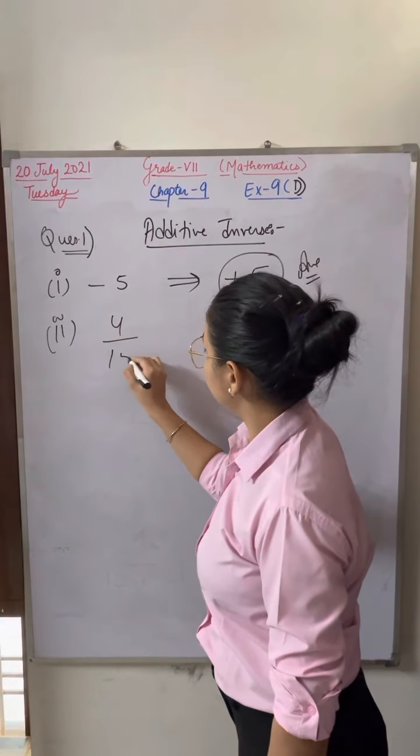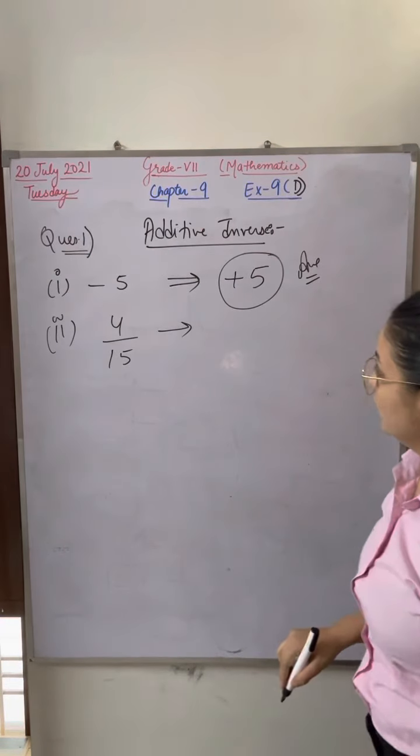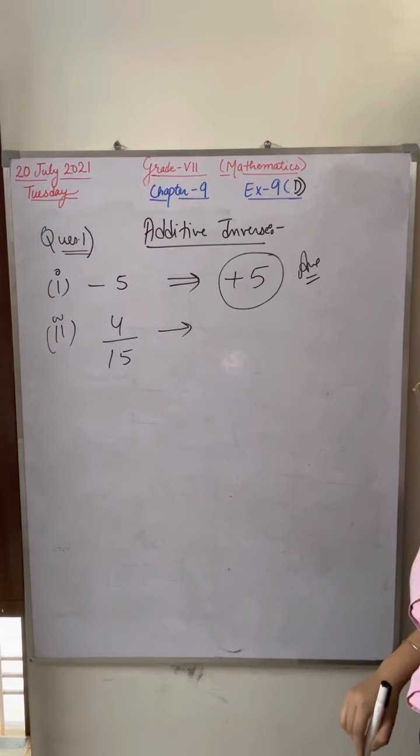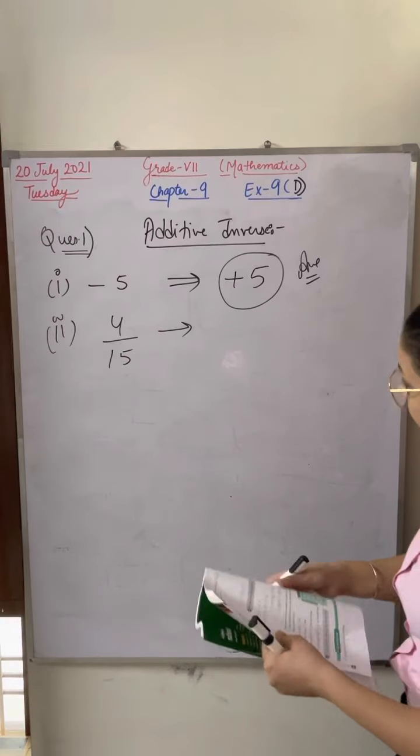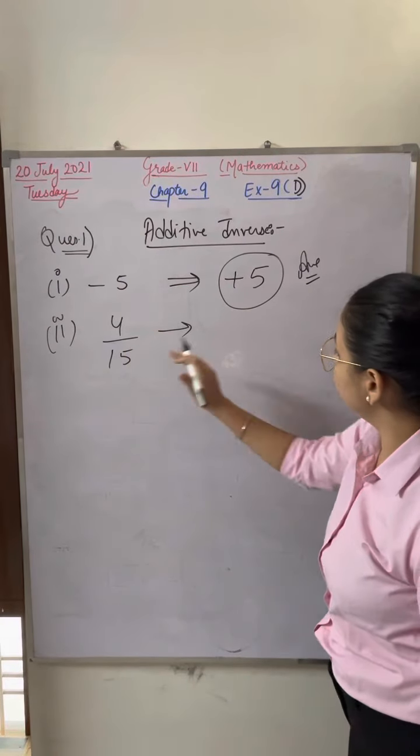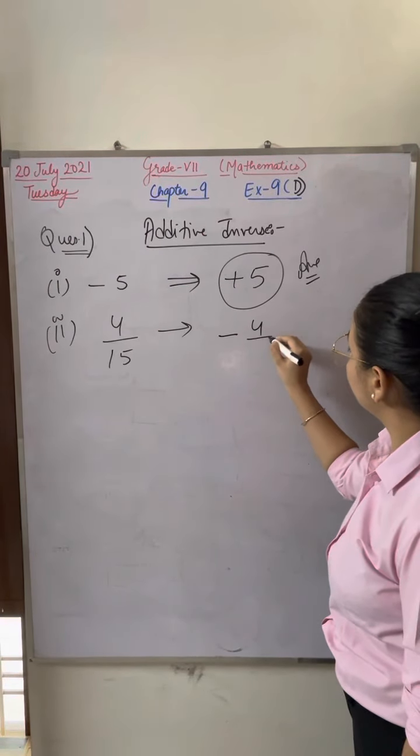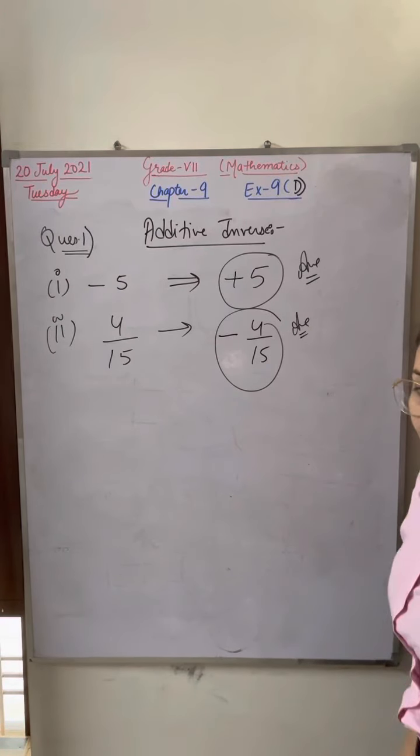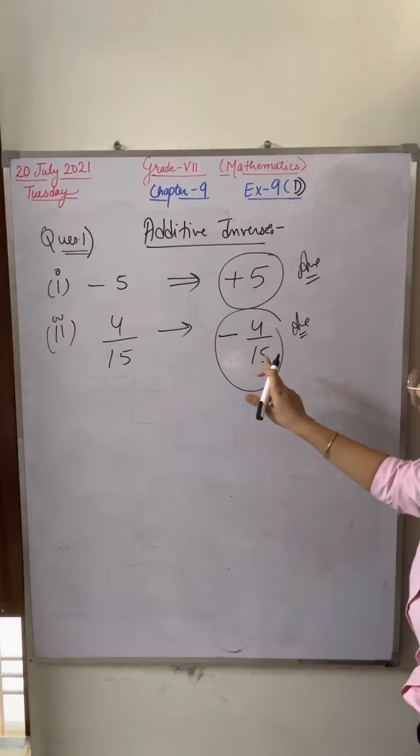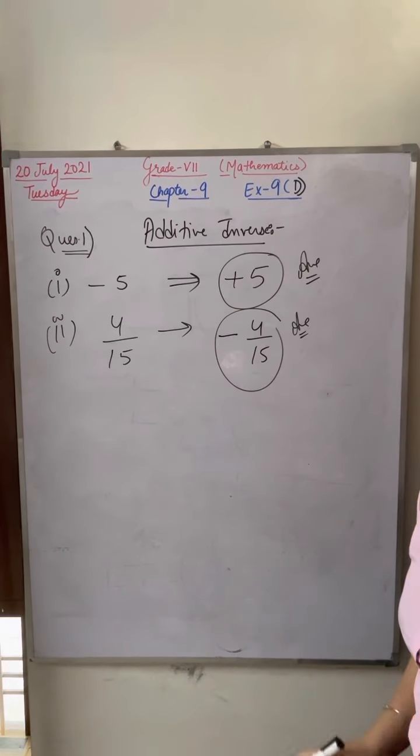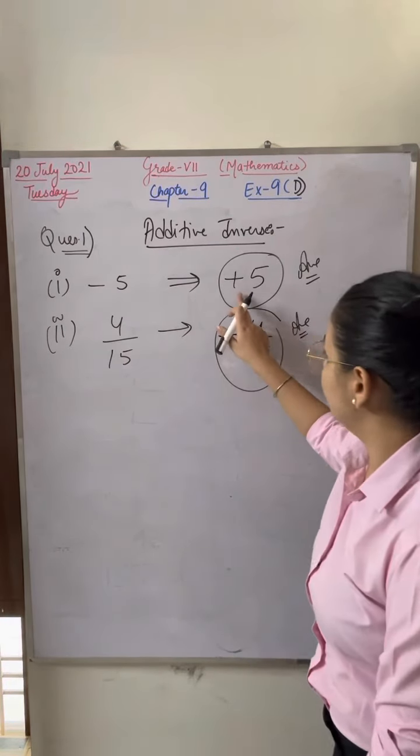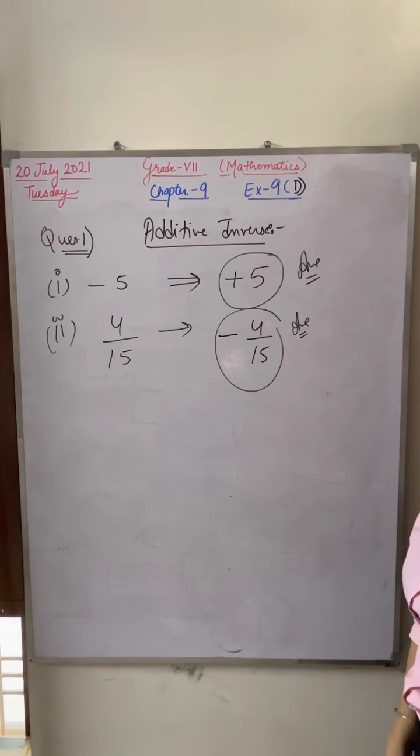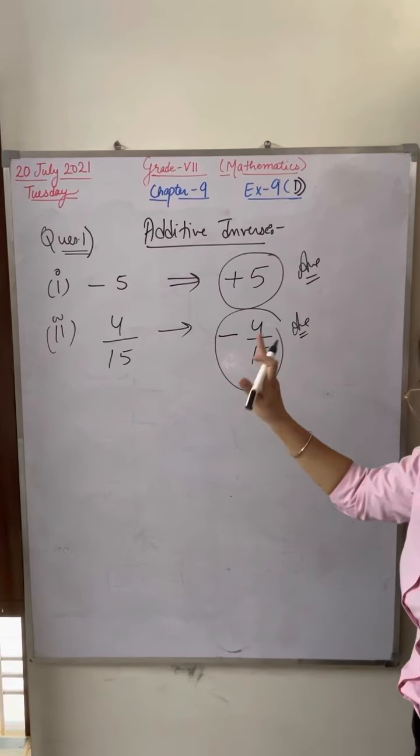Suppose the second part, 4 divided by 15, is the question. They are asking to find the additive inverse. So the additive inverse will be, this is 4 by 15, so the answer will be -4 upon 15. You write down this number as it is. Only you have to oppose the sign. Minus will become plus and plus will become minus. And the number will be as it is.